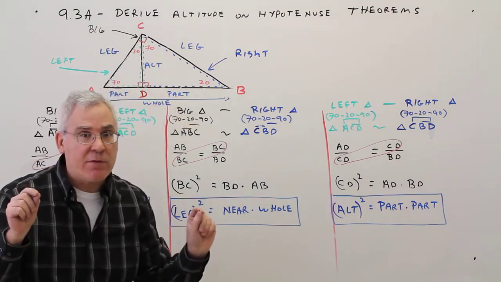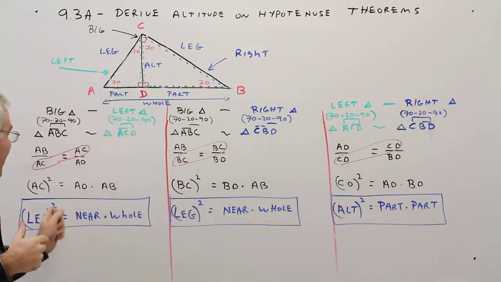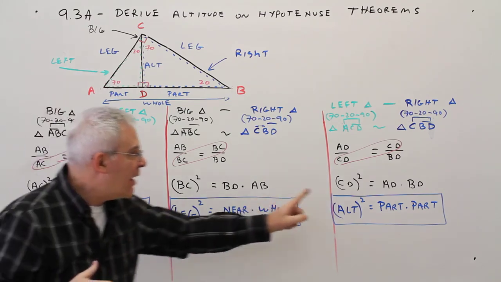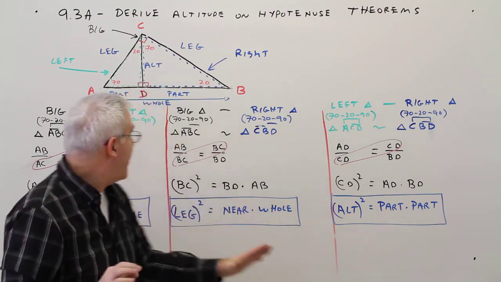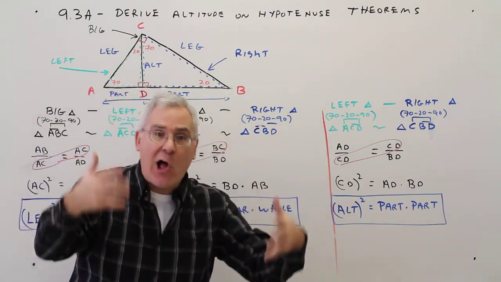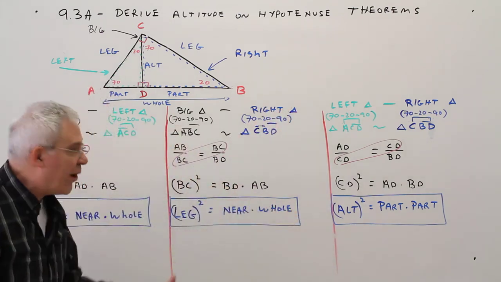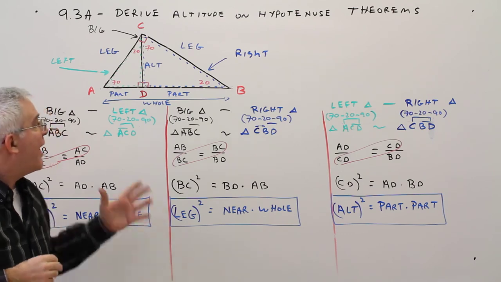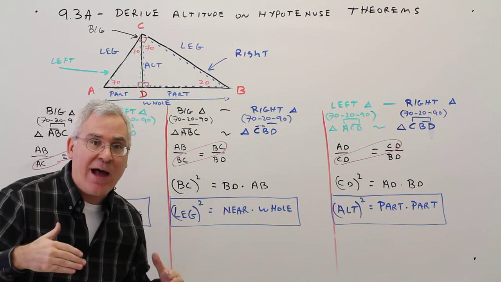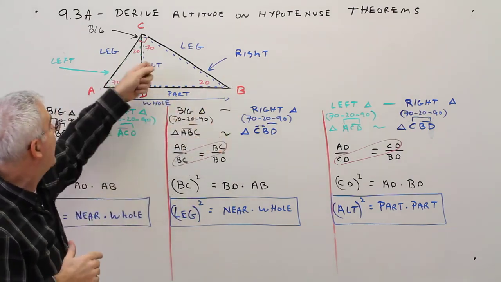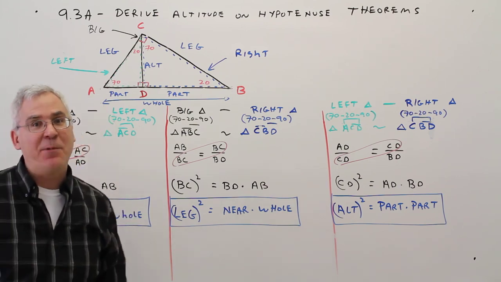So to summarize, all you need to know as far as applying these is what the formulas are. Leg squared equals near times whole, and altitude squared equals part times part. And in theory, you don't even have to do these. You could do it all by similarity, but that would just take a little bit more time. These are just worked out shortcuts for similarity. And once again, it only works when you've got an altitude on a hypotenuse. So you've got to have a big right triangle divided by two smaller right triangles with the altitude. I'll do some more examples coming up next.